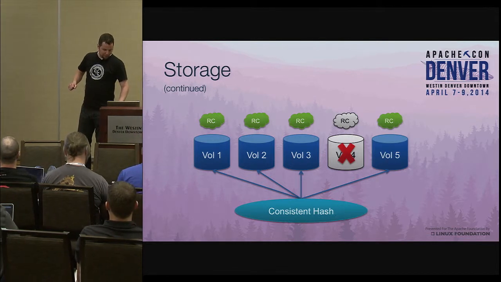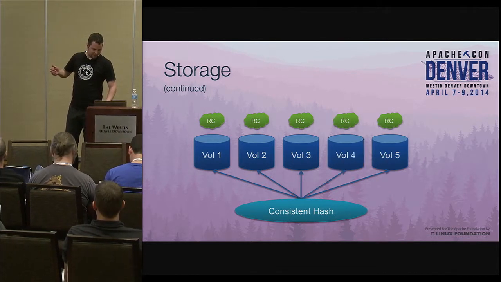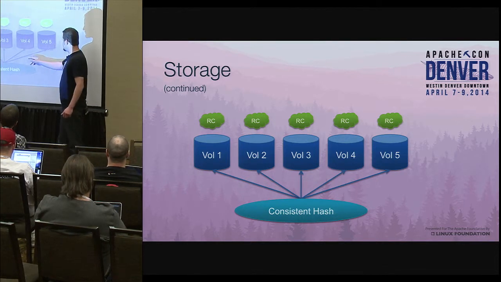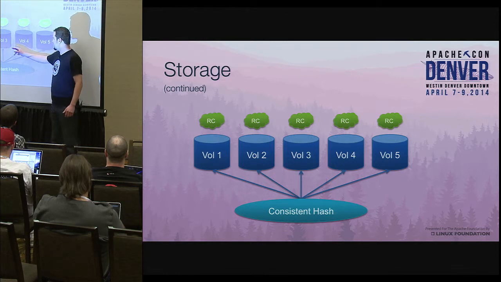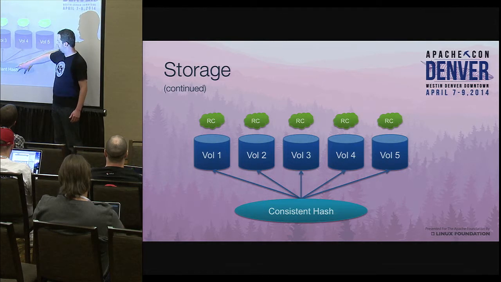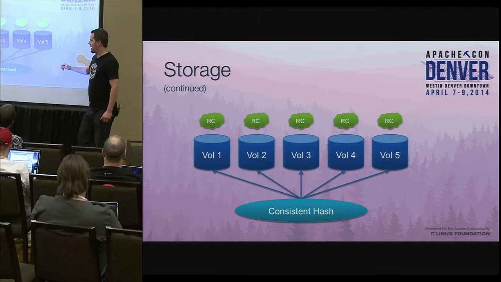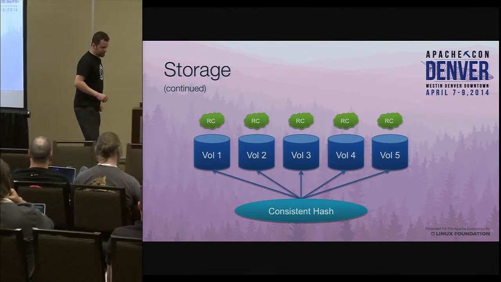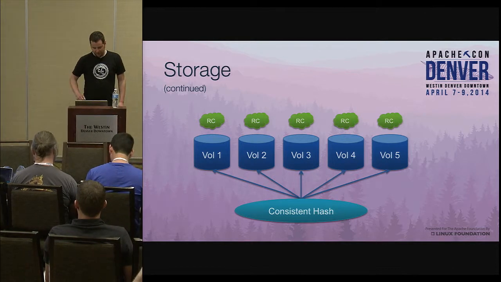And then if you add a disk back in, some of the things that were previously being hashed to these other volumes are now going to be closer with the consistent hash to volume 4. And so even though you might have them cached on the other volumes, they're no longer accessible. And so they'll have to be recached.